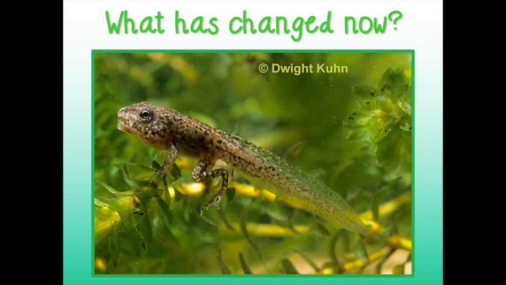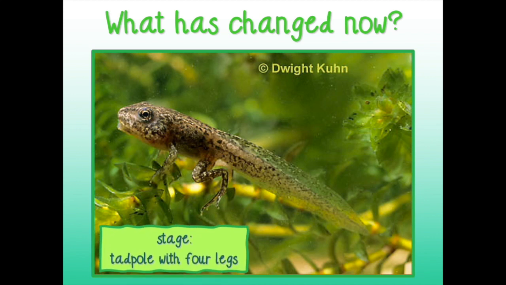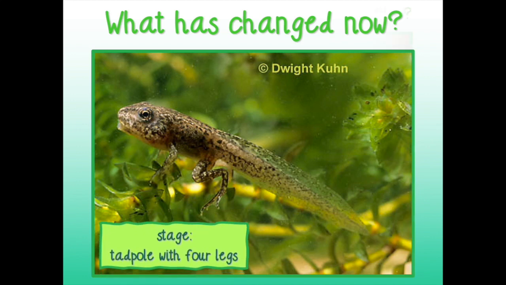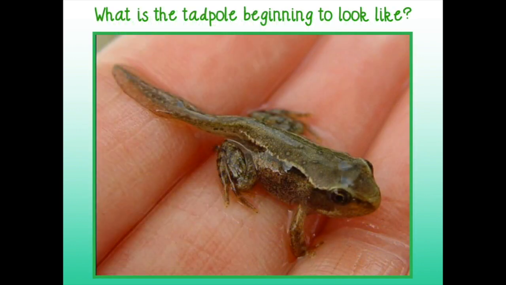What's changed now? Do you remember what this stage is called? Kind of like the last one, except noting the difference. We should see his hind legs and his forelegs. Forelegs is F-O-R-E, meaning front. They don't have arms and legs. They have just legs. And you kind of heard the answer. The stage is coming slowly. Tadpole with 4 legs. What is this tadpole beginning to look like?